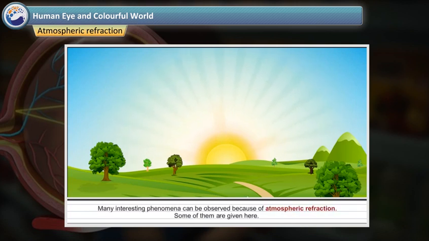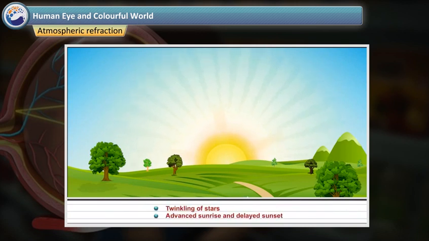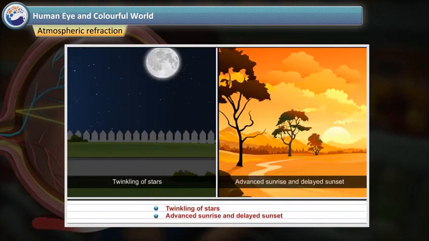Many interesting phenomena can be observed because of atmospheric refraction. Some of them are given here. Twinkling of stars, advanced sunrise and delayed sunset.